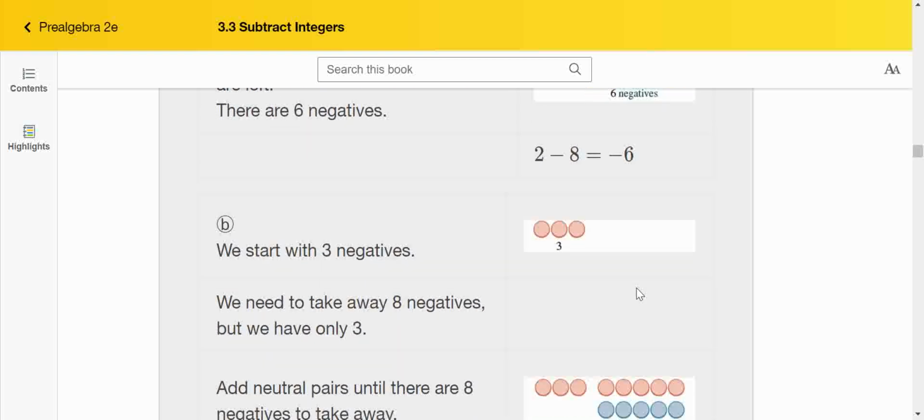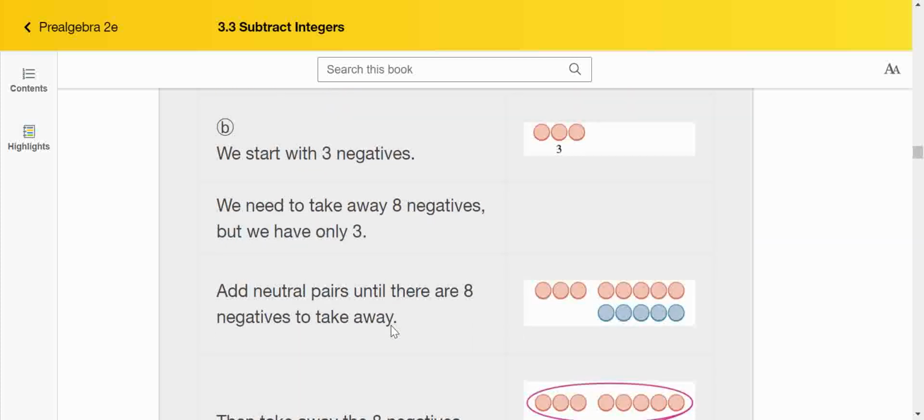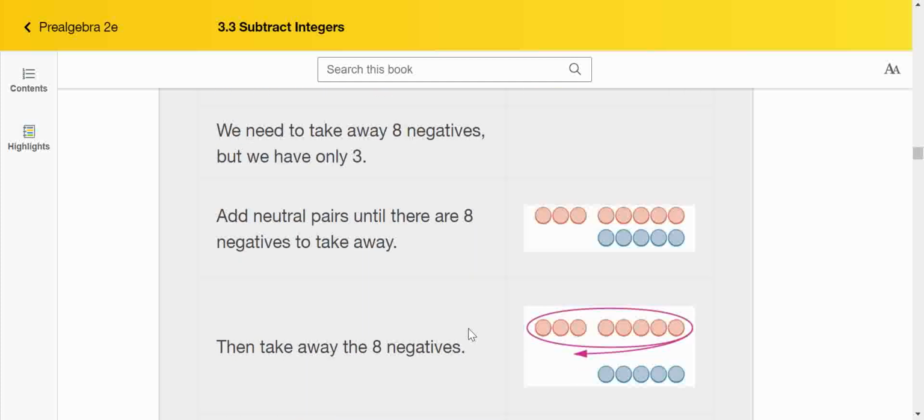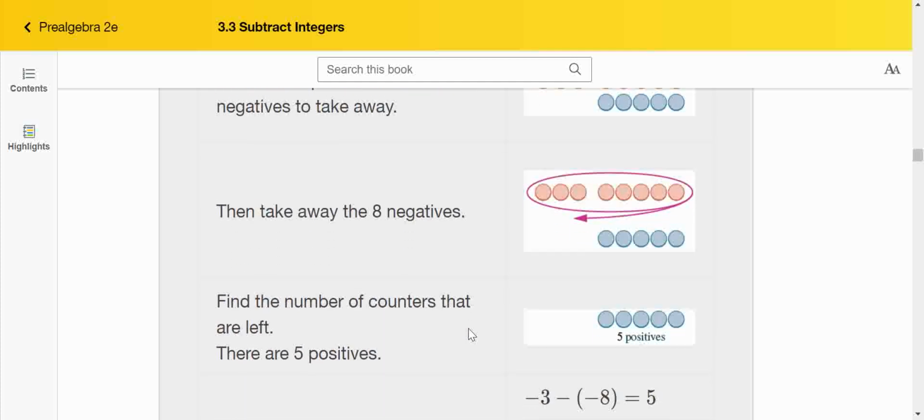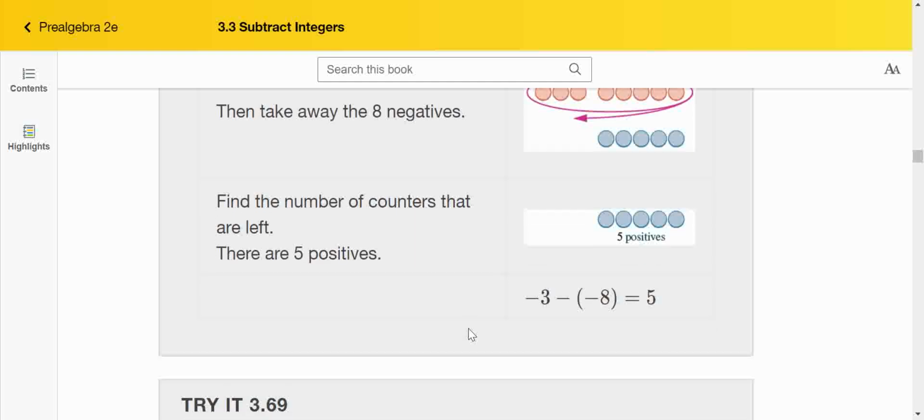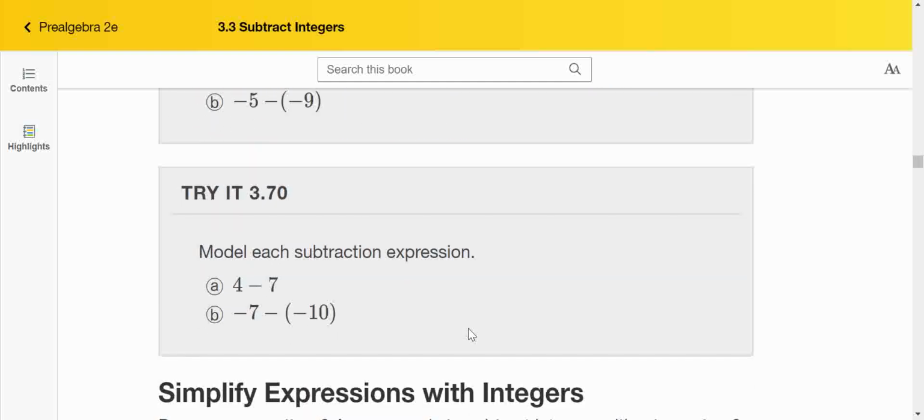B, we start with 3 negatives. We need to take away 8 negatives, but we have only 3. Add neutral pairs until there are 8 negatives to take away. Then take away 8 negatives. Find the number of counters that are left. There are 5 positive counters. So minus 3 minus minus 8 is 5. Try it problems.